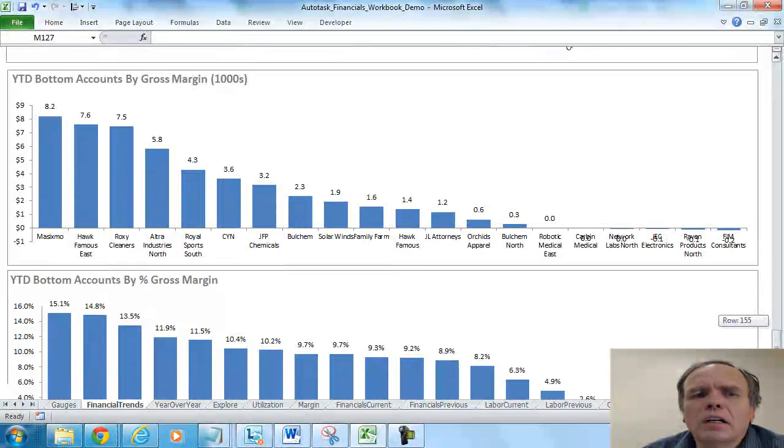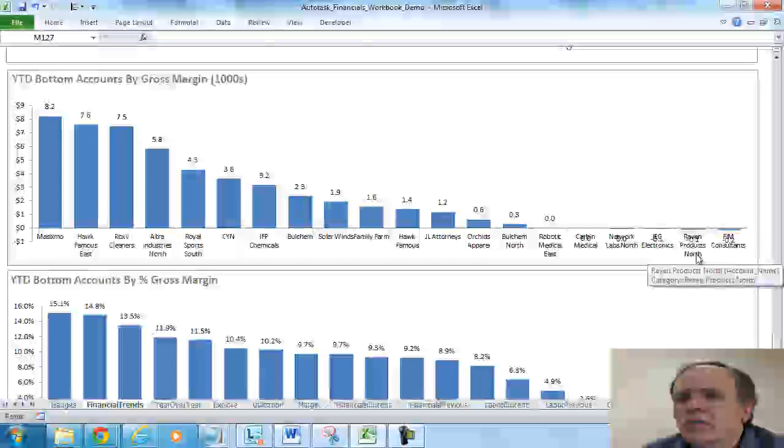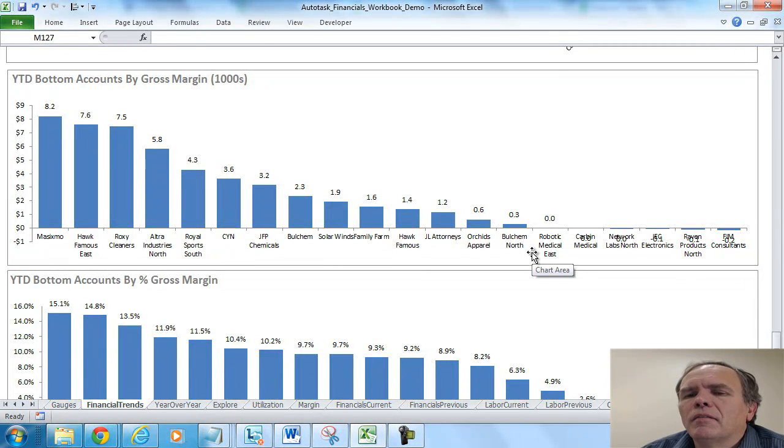What's also important is to know your bottom accounts by gross margin. And so this is actually showing you, again, this isn't thousands of dollars, FIM Consultants, Raven Products, IEC Electronics. These are customers that over the course of the current calendar year I have spent more money servicing than they have paid me. In any case, there's a couple of things you want to be looking at. Number one is identifying why, and probably in terms of when you're renewing your contract, look at what factors would require you to renegotiate any contract.